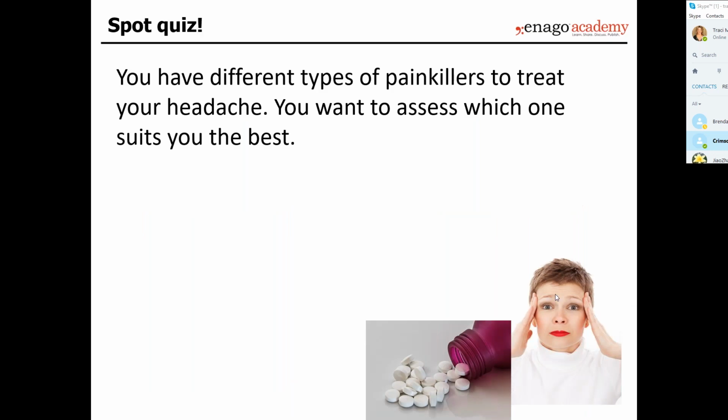So what do we think? Spot quiz. You have different types of painkillers to treat your headache. You want to assess which one suits you best. What is the independent variable? Feel free to enter in your answers.